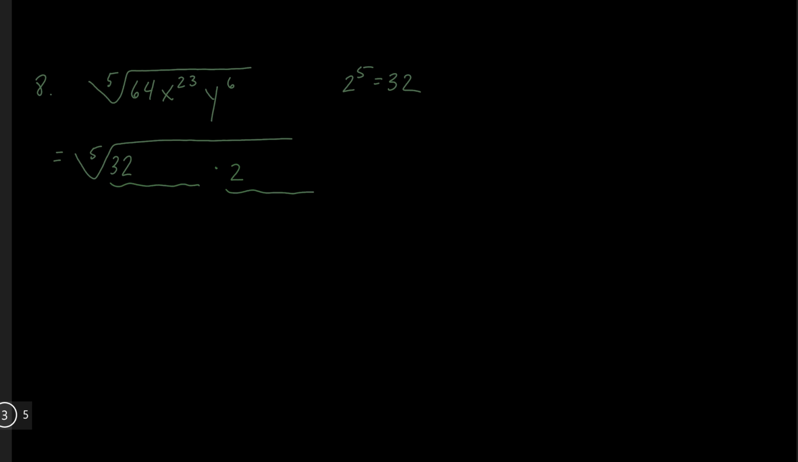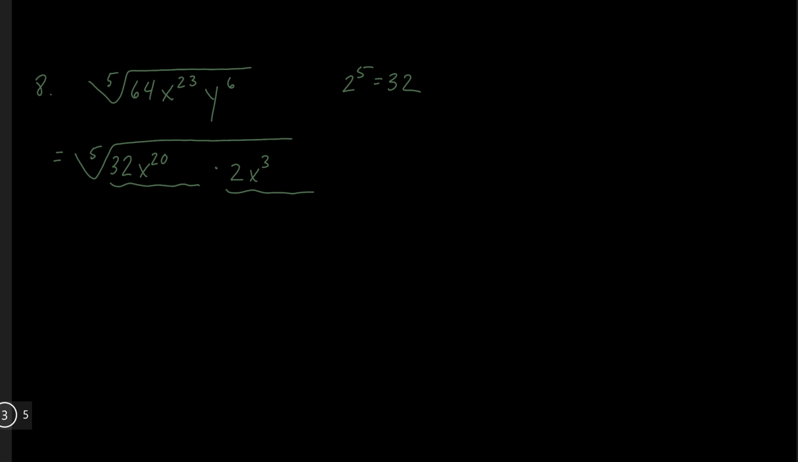Now, x to the 23rd is not a perfect fifth root. Excuse me, I said perfect cube. X to the 23rd is not a perfect fifth root because 23 is not divisible by 5. So we need to find the next number below 23 that is divisible by 5, which would be x to the 20th. So x to the 20th times x to the 3rd is x to the 23rd. So we'll break it down again into the perfect fifth factor plus, on the other side, the non-perfect fifth. 20 plus 3 is 23, so that gives us the x to the 23rd.